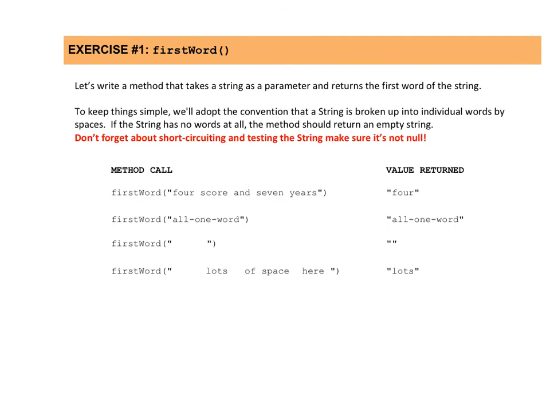So here we've got an example where we're going to write a method that takes a string as a parameter and returns the first word. To find a word, we are looking for a space.